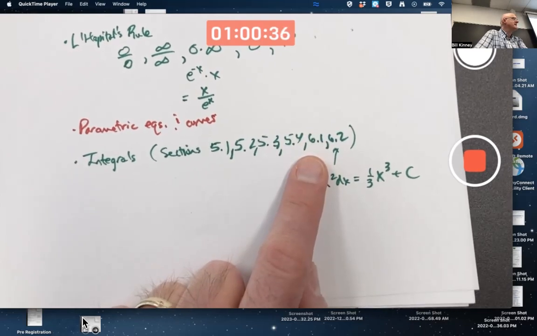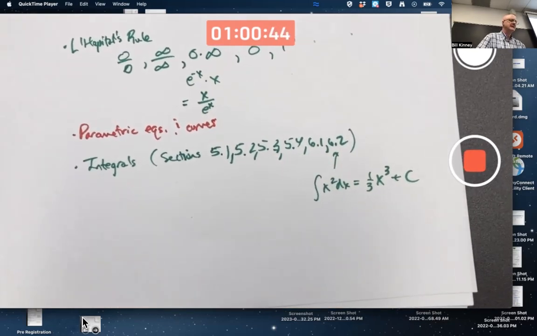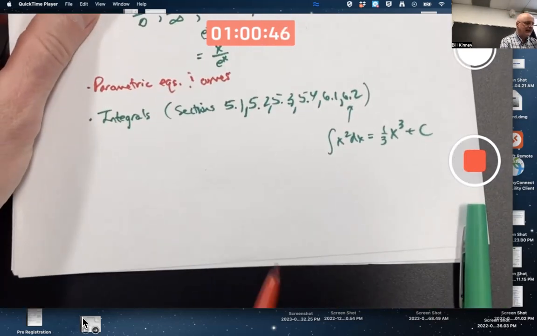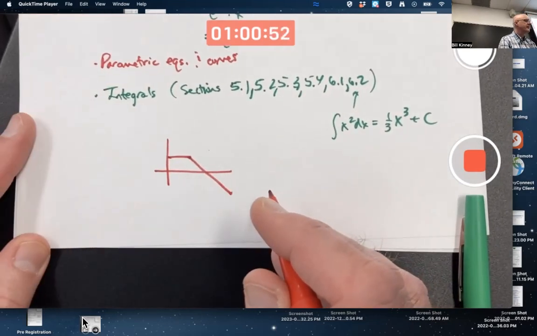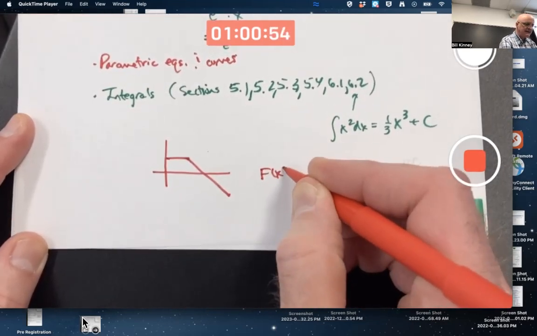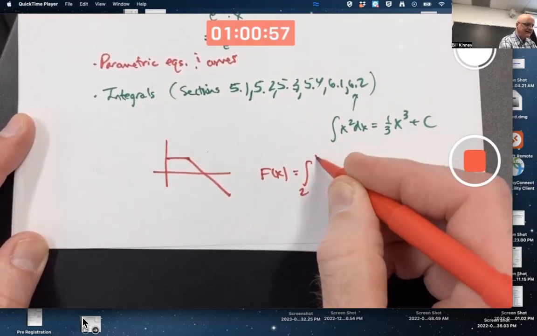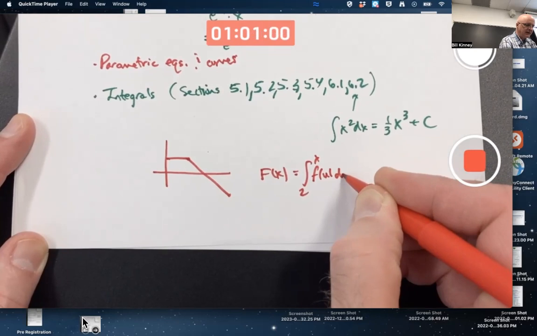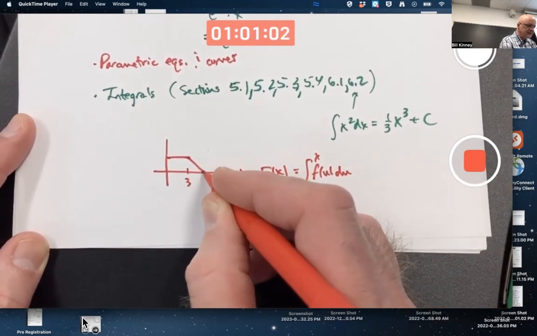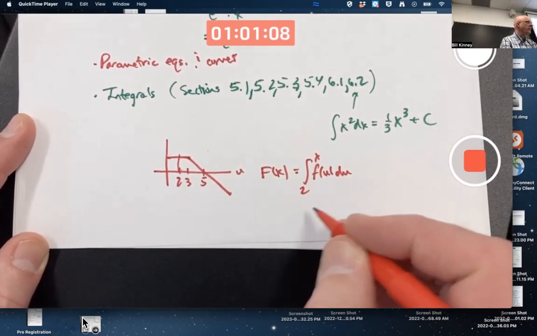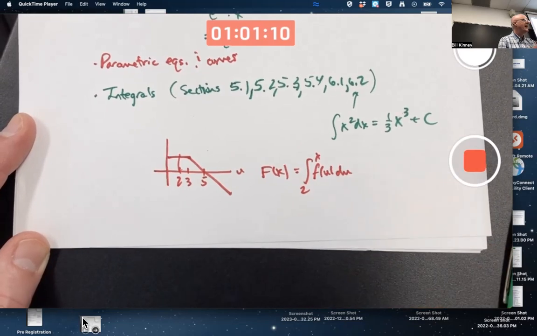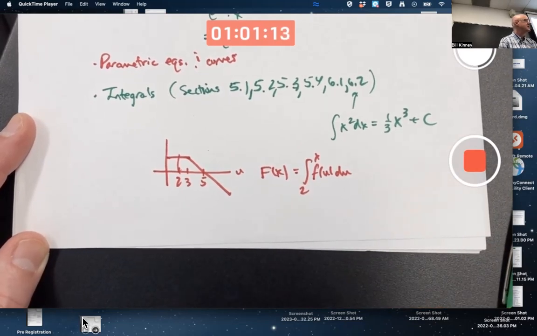This section was about graphically constructing antiderivatives as areas under curves, signed areas. We did talk about that in class with this example, the piecewise linear function. We were thinking about creating a function capital F of x by doing the integral from 2 to x of little f of u du. This was a 3 here, this was a 5, this was a 2. By thinking about areas, we realized we could find a formula for this no matter what x was. We effectively, geometrically or graphically, constructed an antiderivative.